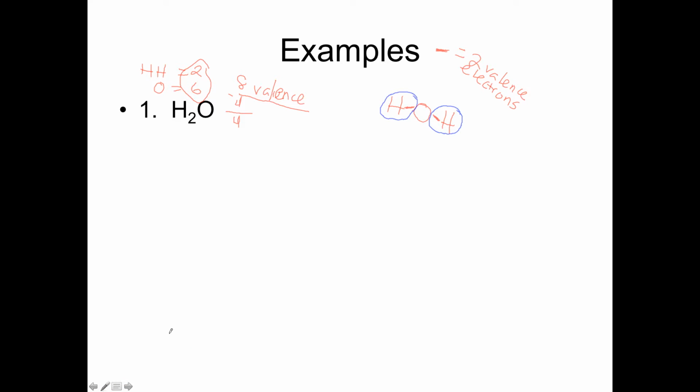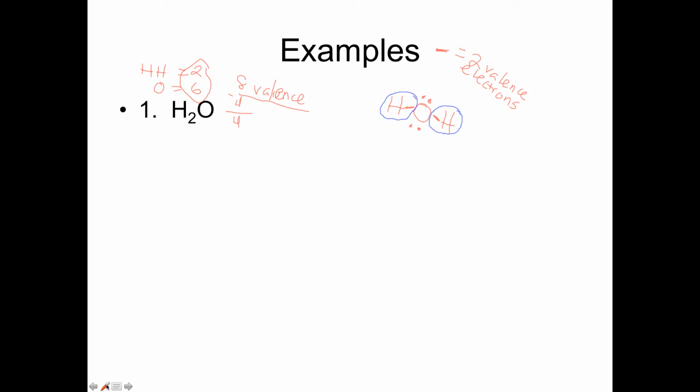Now the next step is to add the dots to the center atom. I have 4 more dots to go. I have to put these 4 dots around the O like we did with the Lewis dot diagrams. So I'll put 2 on this side and I'll put 2 down here.